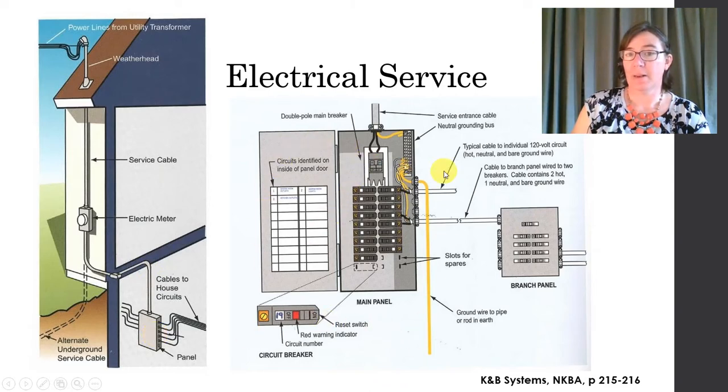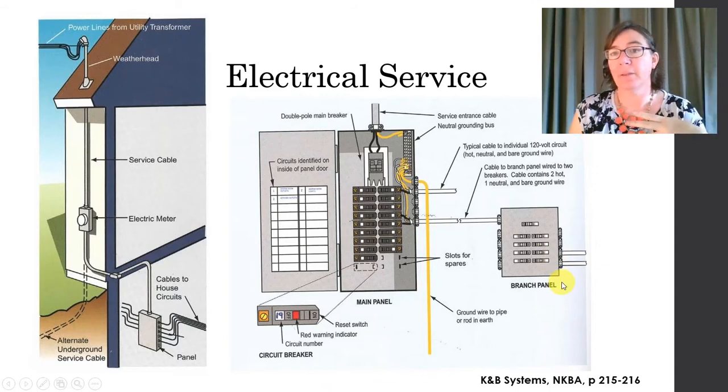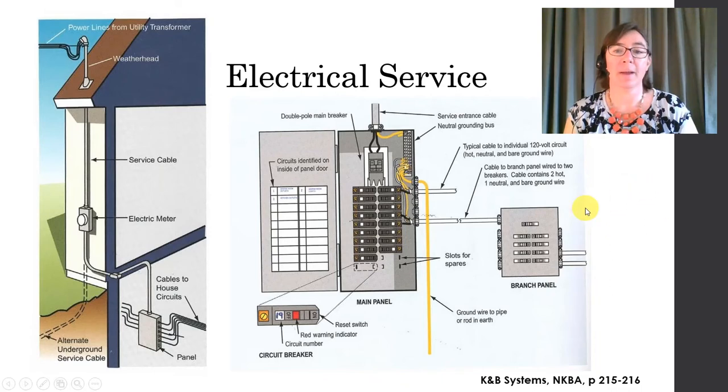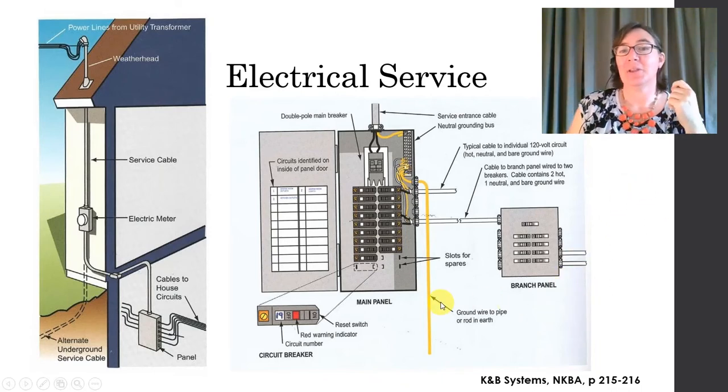That will look something like this. This will be your main panel. If you have a larger house or the main panel has been added onto, you might also have some branch panels. All right. Each one of these main panels will have smaller circuits, okay? And each one of those will have a circuit breaker in this slot right here.